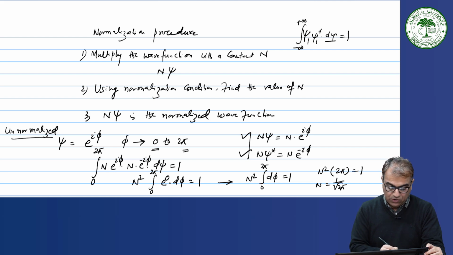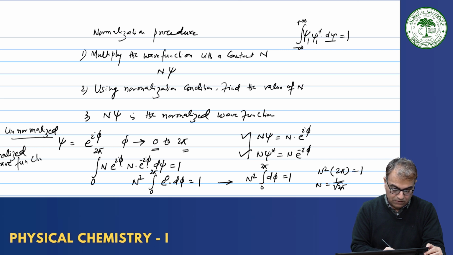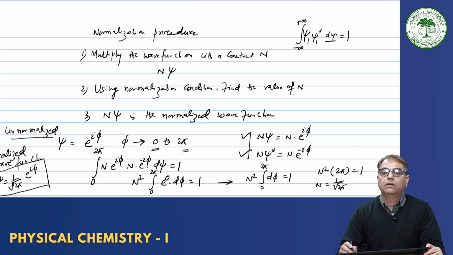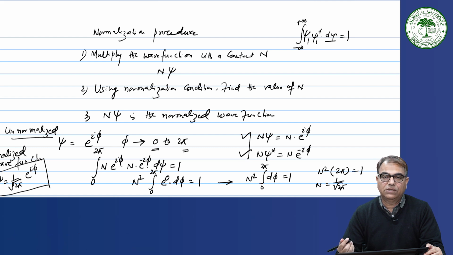So the normalized wave function now will be psi equal to 1 over root 2 pi exponential i phi. This is called the normalization procedure, and this is how we normalize the wave function obtained for a particular system, and this is a must. Okay. So the normalization condition is very important, and you will have to do this normalization for every system. We will first find out the wave function and then we will normalize it. Okay.